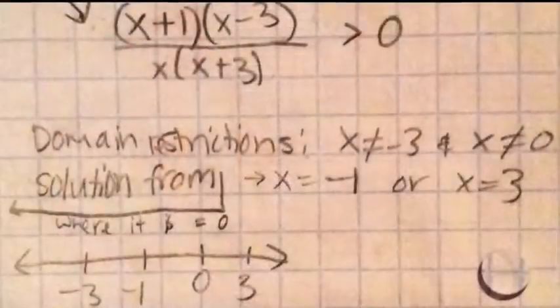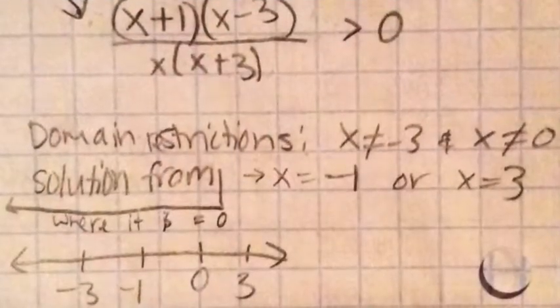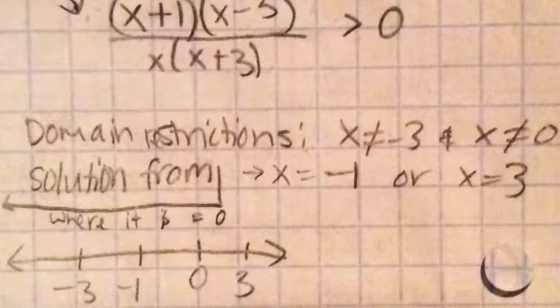Next, we have (x + 1)(x - 3) divided by x(x + 3) is greater than 0. But keep in mind that our domain restrictions are that x doesn't equal negative 3 or 0. And from our solution from where it's equal to 0, we can make a number line that has negative 3, negative 1, 0, and 3, and use that to make our cases.